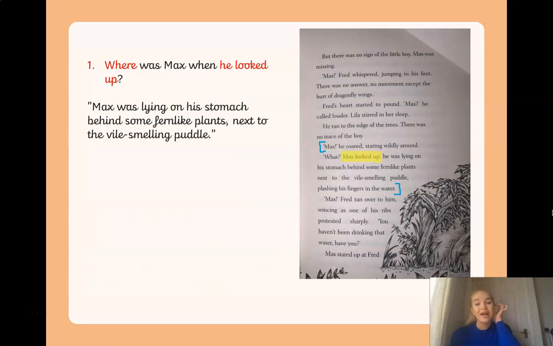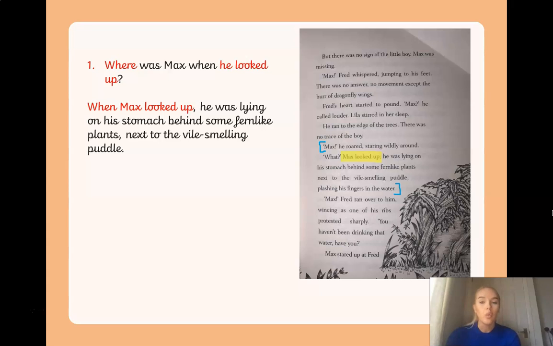So we can see here we have found a where. Max was lying on his stomach behind some fern-like plants next to the vile-smelling puddle. However, that's not going to be our final answer. We need to make sure we're writing in full sentences. So our sentence might start something like this. When Max looked up, so I'm taking that bit in red from my original question. So when Max looked up, he was lying on his stomach behind some fern-like plants next to the vile-smelling puddle.